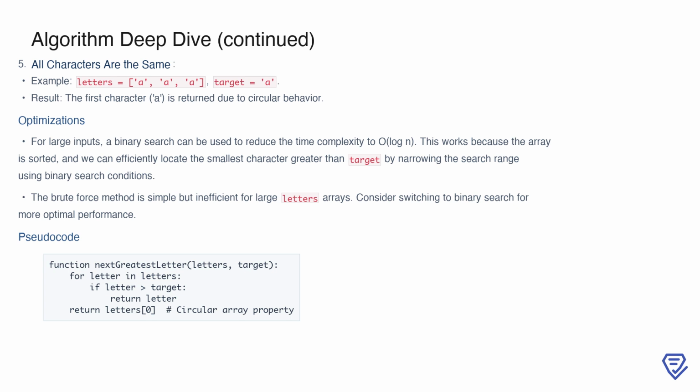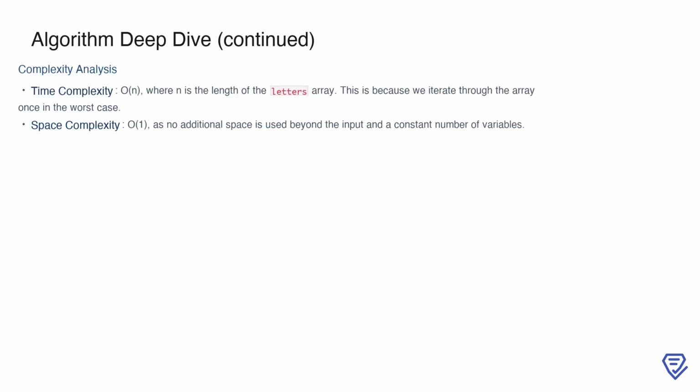The function iterates through the array, and as soon as it finds a letter greater than the target, it returns that letter. If no such letter is found, the first letter in the array is returned, ensuring the circular property is respected. Finally, let's analyze the complexity of the brute force approach.